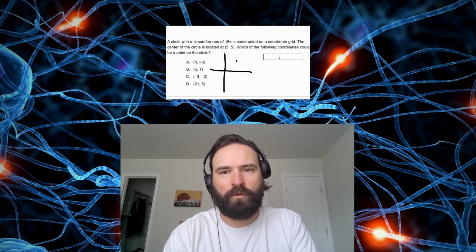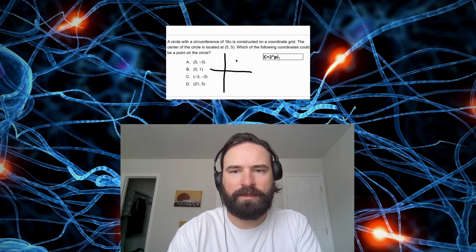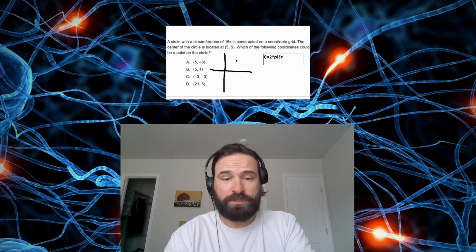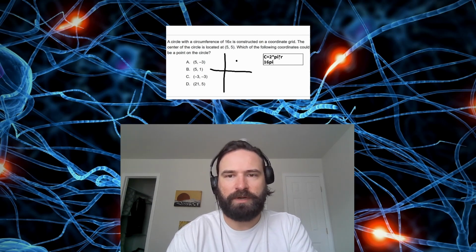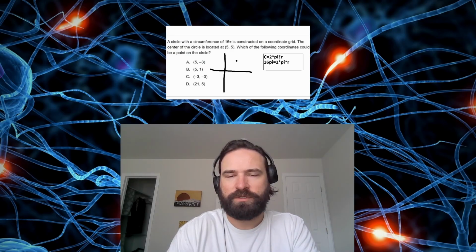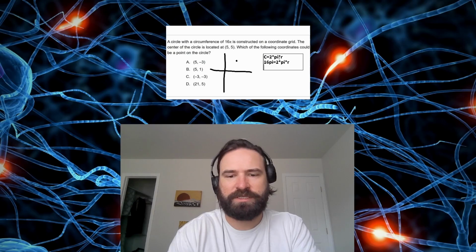So the formula for the circumference of a circle is C equals 2 times pi times r. Since we know that the circumference is 16 pi, and that equals 2 pi r, we can solve for r by just dividing by 2 pi. So the pi's are going to cancel. 16 divided by 2 is 8. So our radius is 8 here.